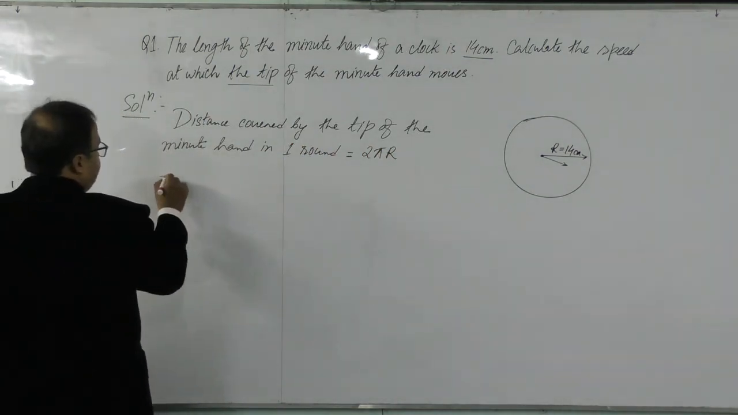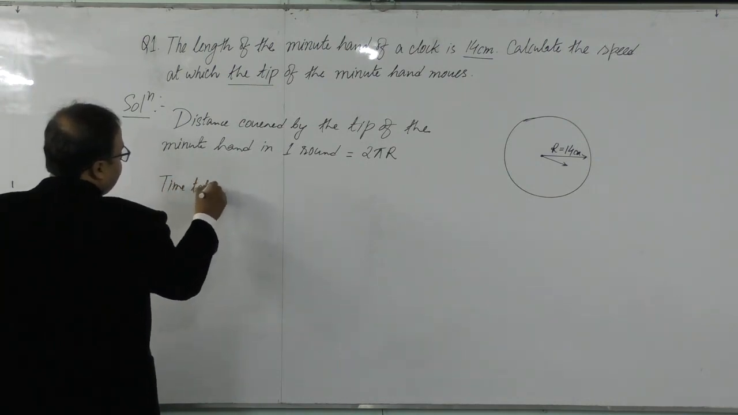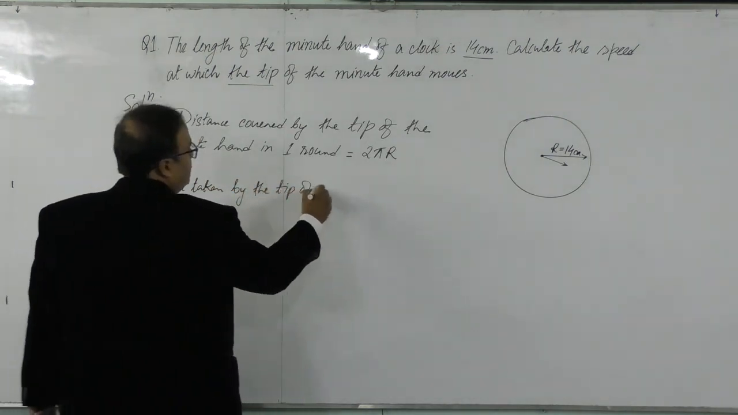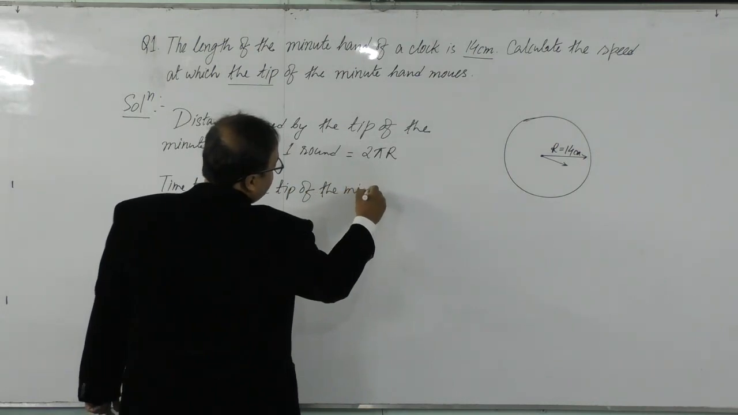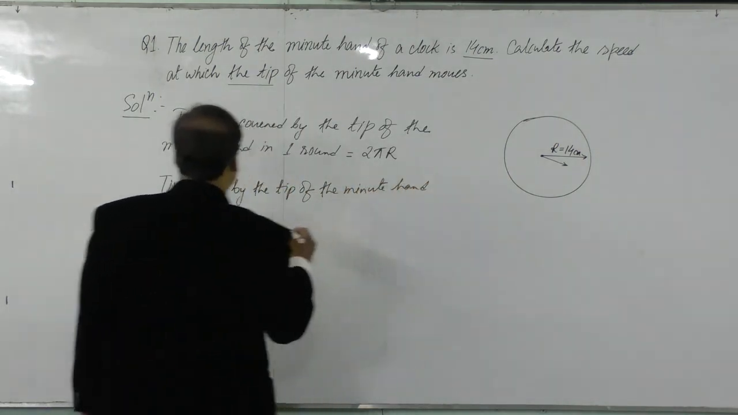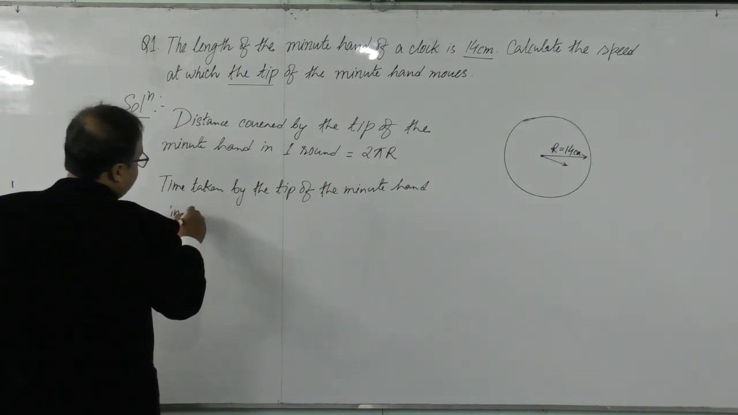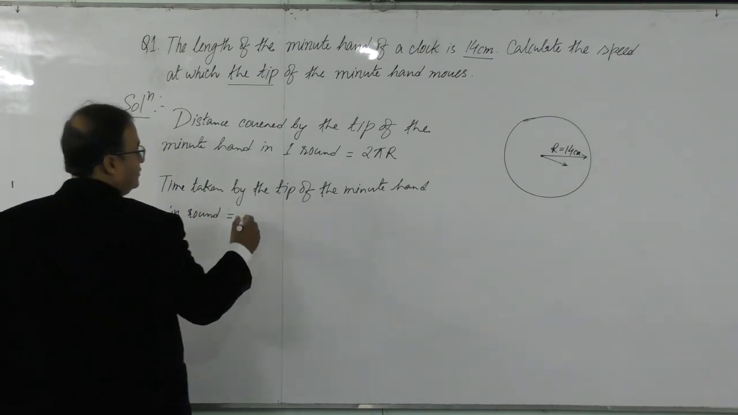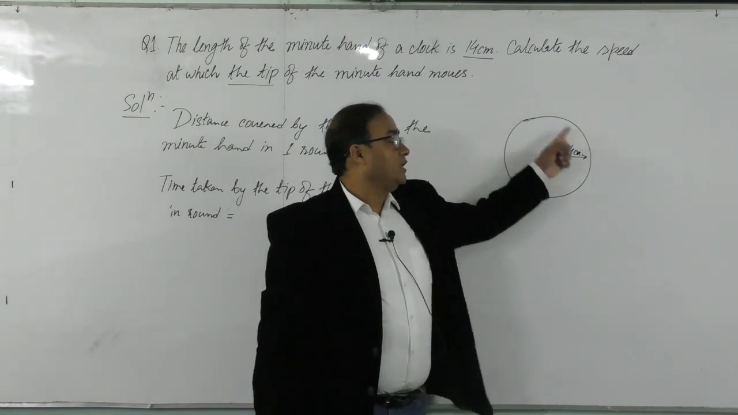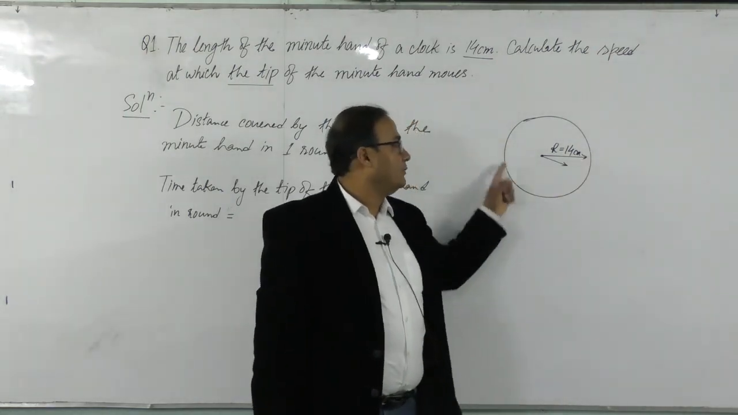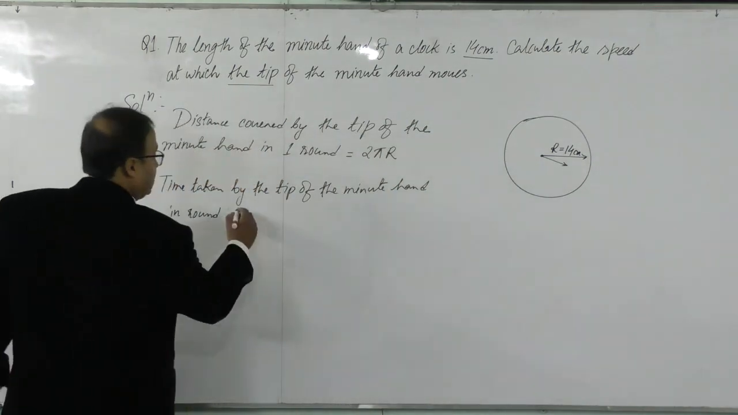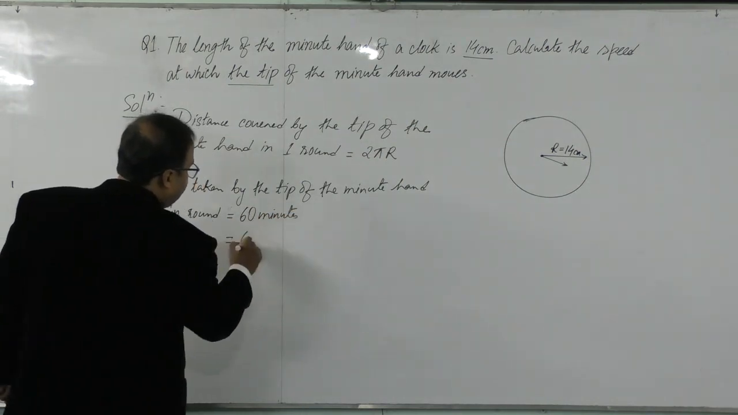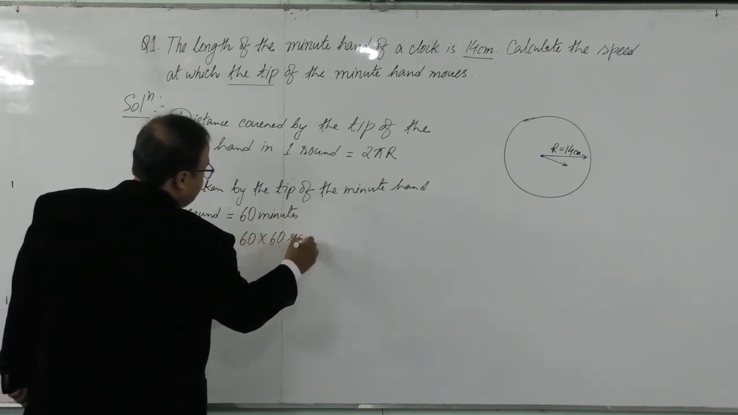And again, time taken by the tip of the minute hand in one round, this time taken will be equals to ये tip of the minute hand को एक round complete करने में कितना time लगेगा? तो minute hand को एक round complete करने में लगता 60 minutes. So the time taken will be what? 60 minutes, and that 60 minutes will be equals to 60 into 60 seconds.